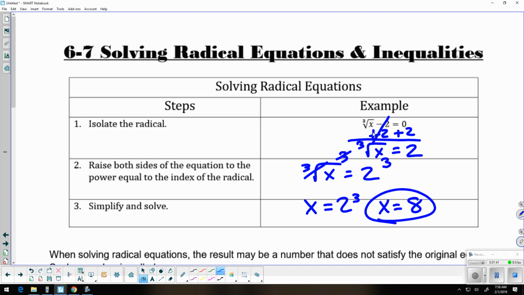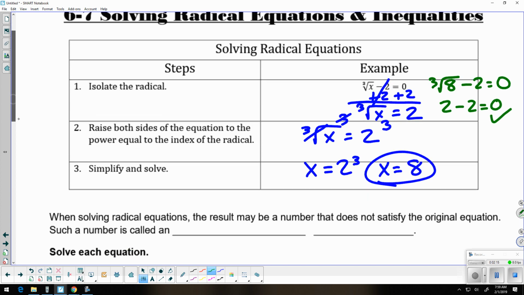Okay, key thing though is you do want to make sure you check your answers. Just because you get a solution doesn't mean it actually works in the problem, because we are dealing with radicals here. So if you plug 8 back into the original problem, we originally had the cubic root of x minus 2 equals 0. If I plug it back in, we're taking the cubic root of 8, and then subtracting 2. That should hopefully equal 0. The cubic root of 8 is 2, and 2 minus 2 is 0, so it all checks out. So x really can't be anything else besides positive 8.